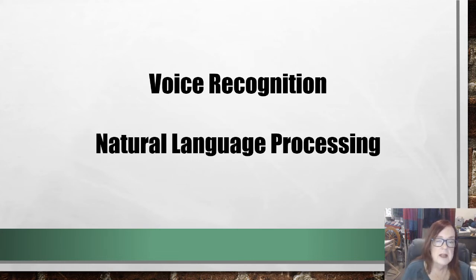Natural language processing is another thing altogether. This is the computer not just understanding the words that we say, but the meaning behind them and how we use them to instruct the computer in what we want it to do. And that is incredibly complex. Very, very difficult for computers to do.